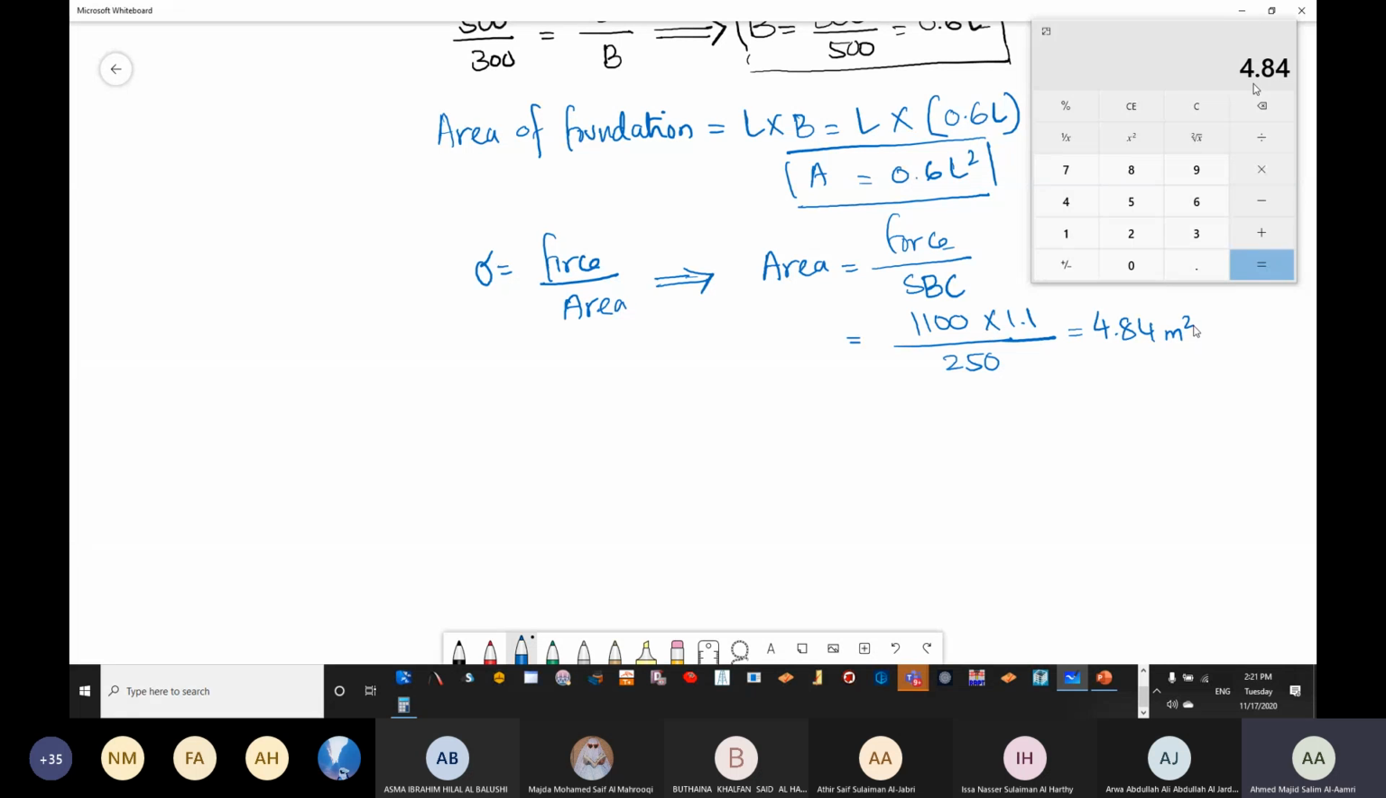Okay, 4.84 meters squared. Now, according to the calculation, we said we are going to assume the self weight of the foundation to be 10%. That's why the 0.1.